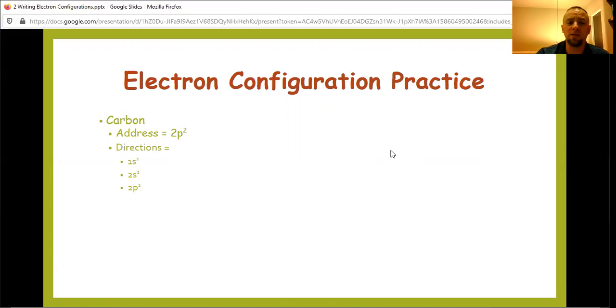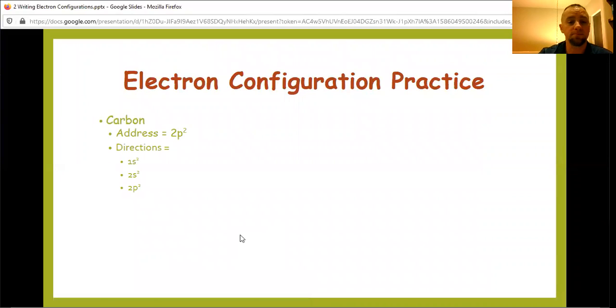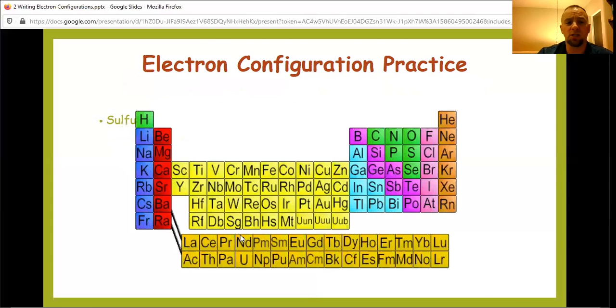Now, one other thing I want to mention here is if I wanted to add up all of the electrons, 2 plus 2 plus 2 is 6. Carbon has 6 electrons. So we should be able to add those up as a way to double check to make sure that our electron configuration is correct. So let's take a look at sulfur. Let's take a look at another one here.